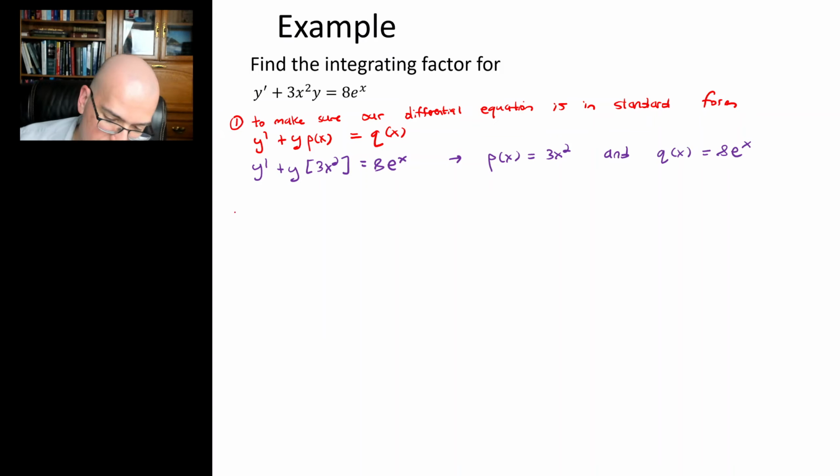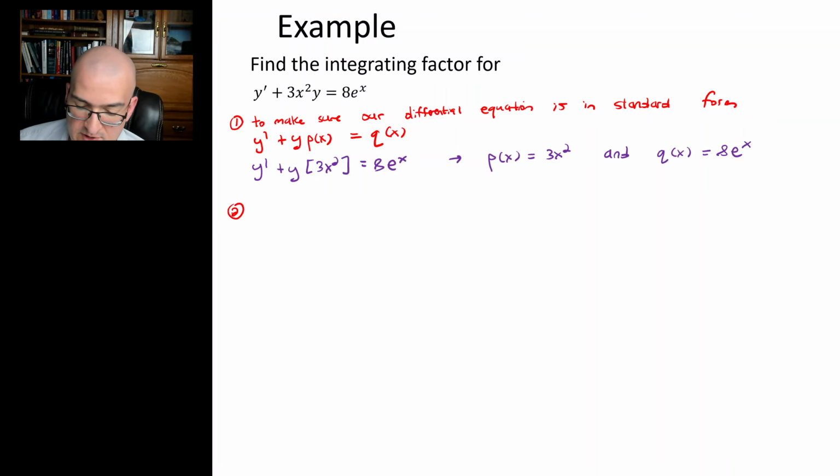Step 2 is to find the integrating factor. And that's where we'll stop for this problem, since it only says to find the integrating factor. It does not say to solve. I may have misspoke. Find the integrating factor.